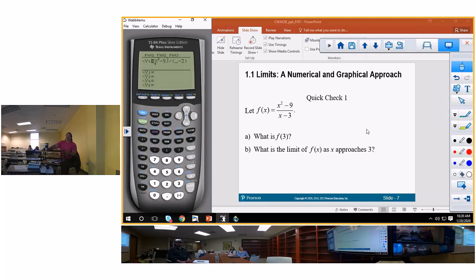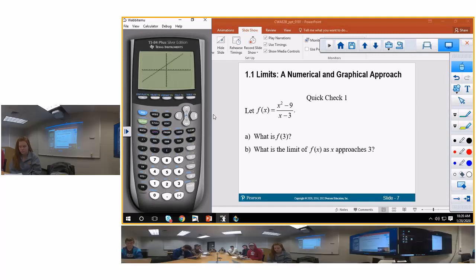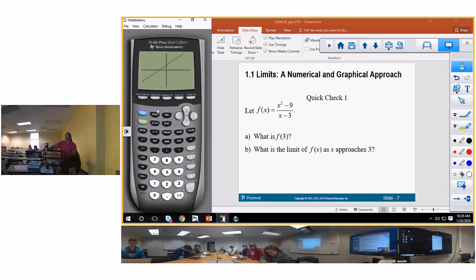All right, what is the limit of f of x as x approaches 3? It does not exist. Let's look at it. Graph. Okay, and go to the table, second table, and what happens when you get to 3? You got an error.